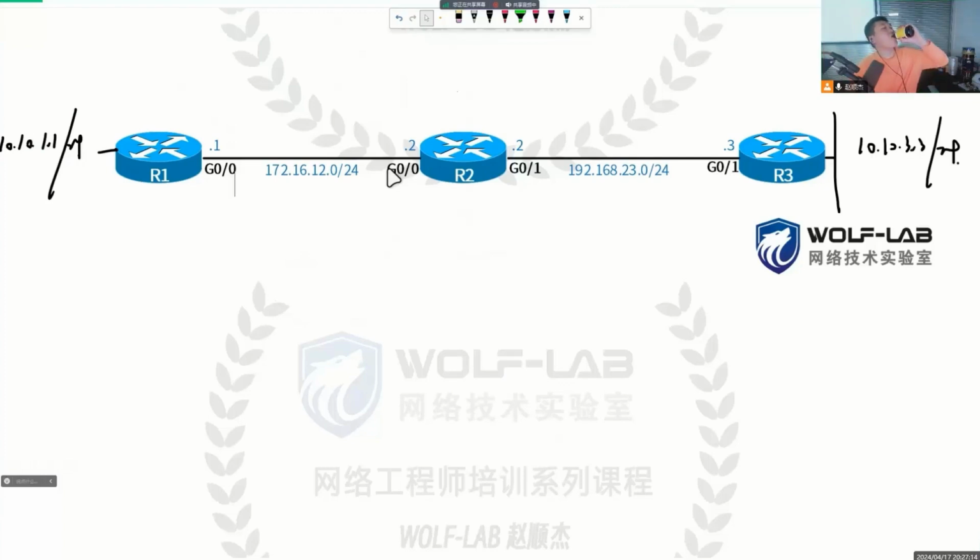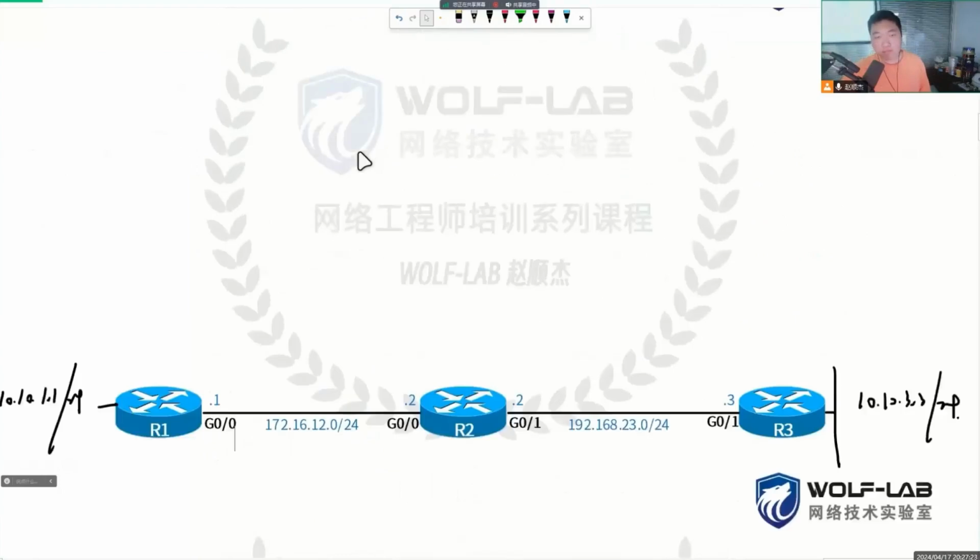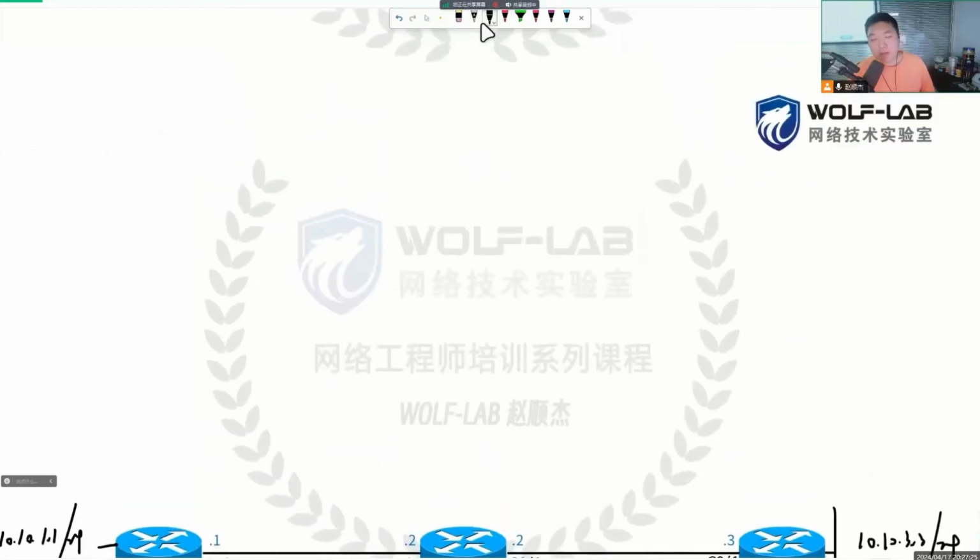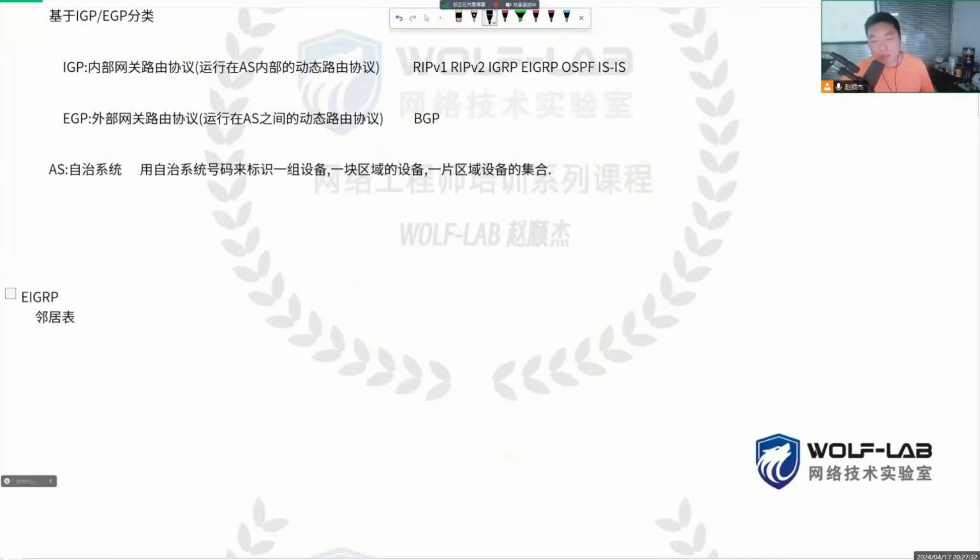So how do we establish our neighbor relationship? This involves a feature of our EIGRP. In EIGRP, first, we need to recognize the packet types. First, we need to recognize the hello packet in EIGRP. Once the interface between the two routers runs EIGRP, it first needs to send out a hello packet.